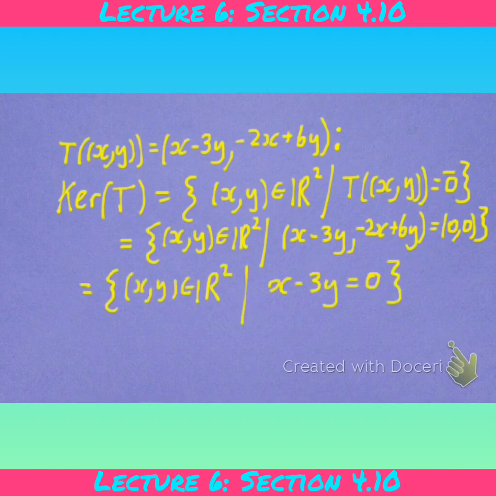And that's just all points that lie on the straight line x minus 3y equals 0. Rewriting that, we can write it as all points with x component x and y component a third x, where x is just a real number. That's a different way of writing it. So that's the kernel of T.